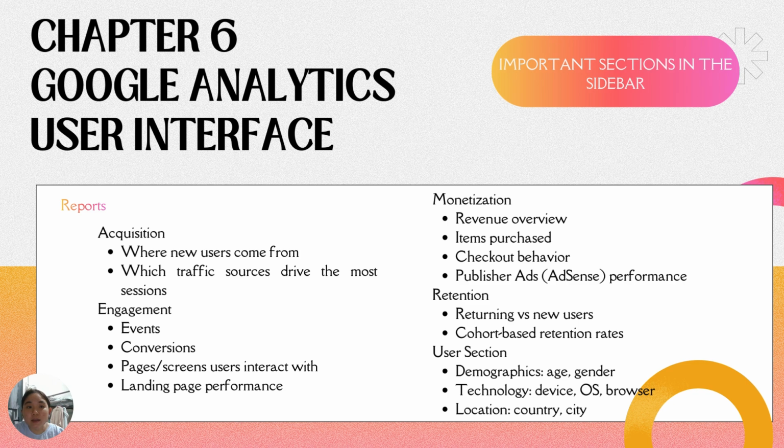Next is the reports section. It includes acquisition, which shows where the new users come from, engagement, monetization, retention, and the user section.